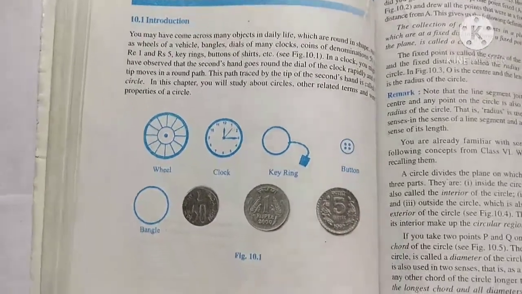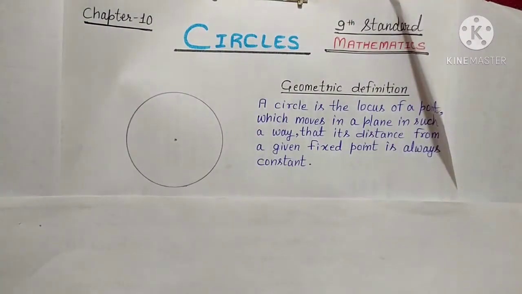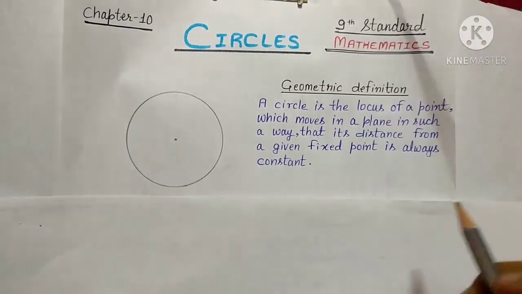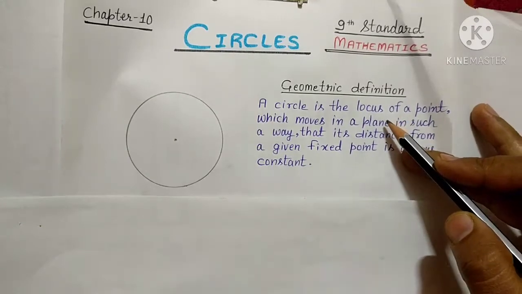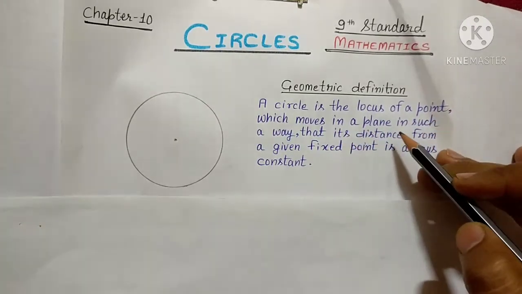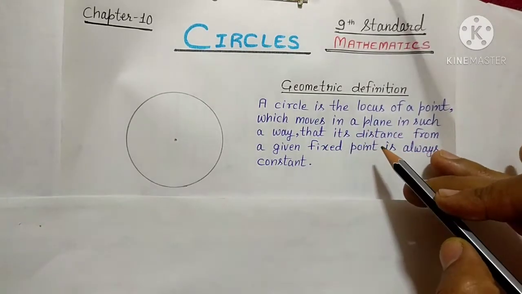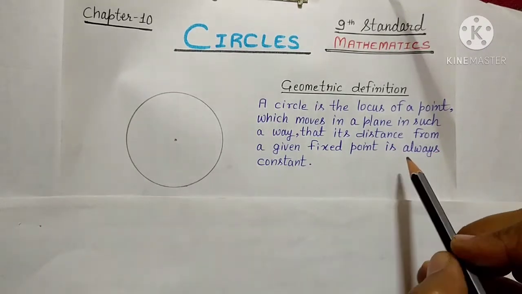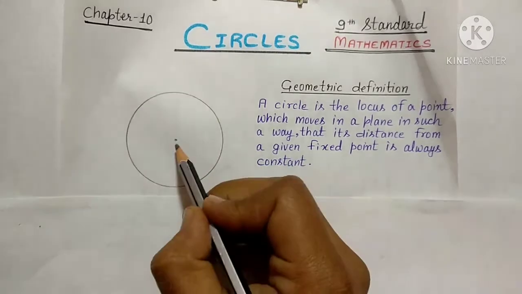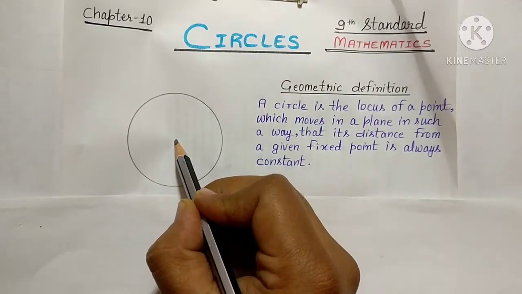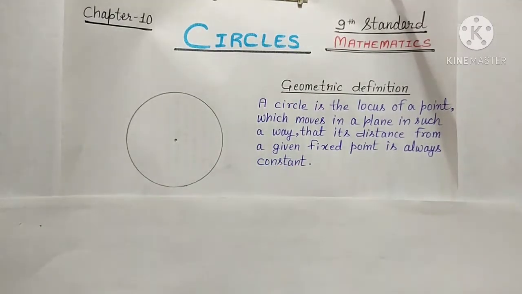So what is a circle? In geometric language, we can say that a circle is the locus of a point. Locus means the location of a point which moves in a plane in such a way that its distance from a given fixed point is always constant. Like this, you can see it is a circle and one point is there. It is a fixed point.